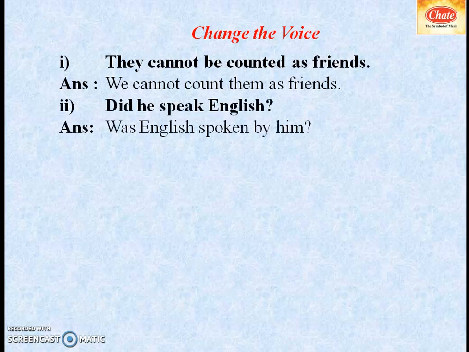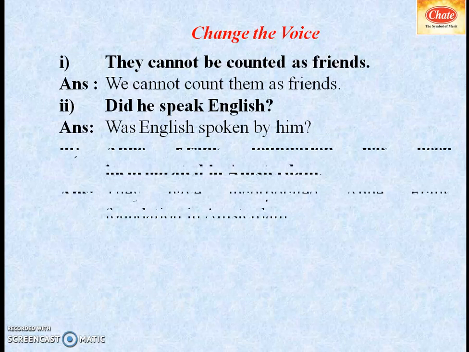Second example, did he speak English? It is an interrogative sentence, a verbal type of interrogative sentence, and the given sentence is in active voice. Let us find out the object. Did he speak? What did he speak? English. English is the object here. Did means it's simple past tense, and for simple past we have to use was for the passive voice structure. So, was English spoken by him.